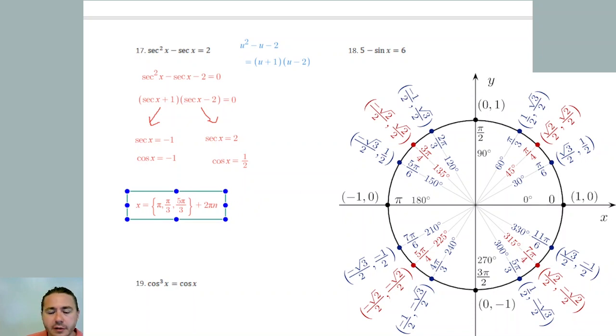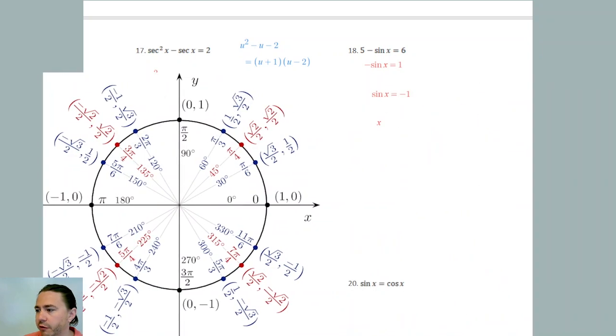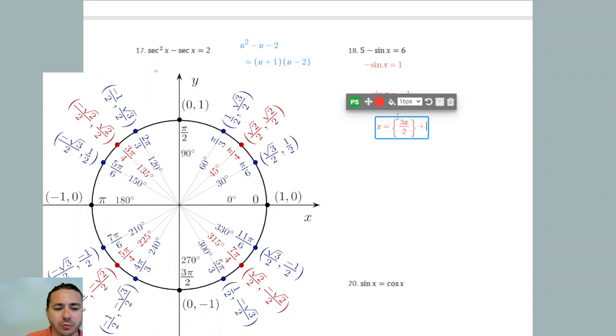For number 18, we're going to start by subtracting 5 from both sides. So we'll have negative sine x equals 6 minus 5, which is 1, and then we'll divide both sides by -1 to get sine of x equals -1. And that happens just at one location at, oh, you can't see what I'm writing here. Let's move that over. Sine of x is equal to -1 at 3pi/2. Oh, but hold on. We're still working with all the solutions, so we need to not move so quickly here. We need to make sure to put the plus 2 pi n.